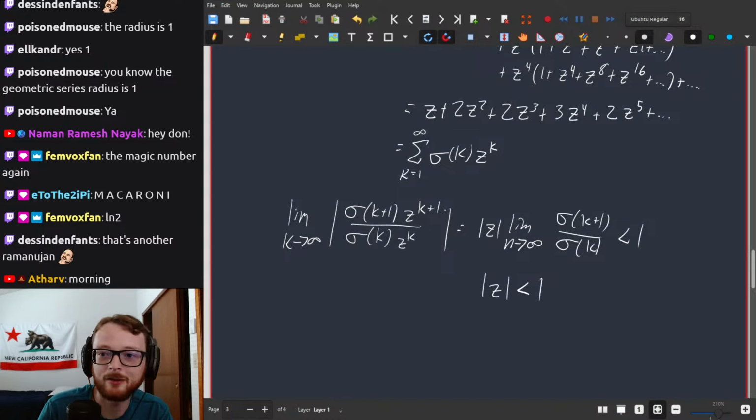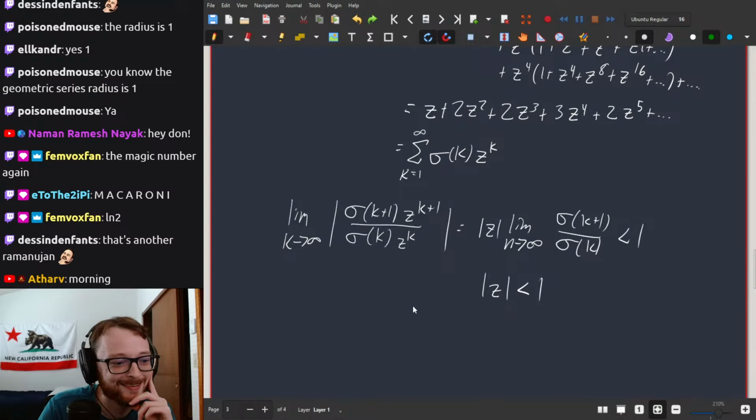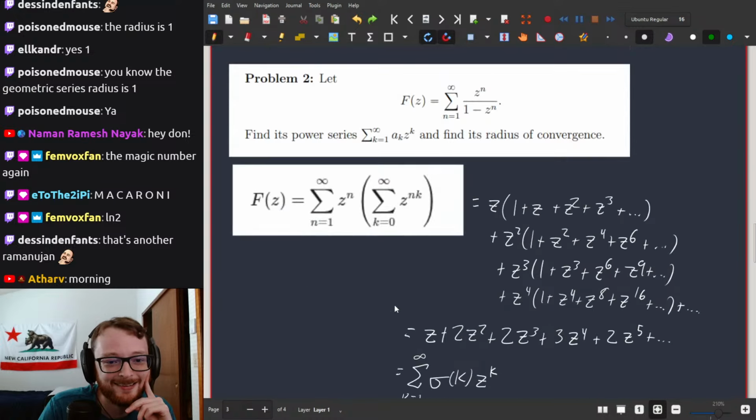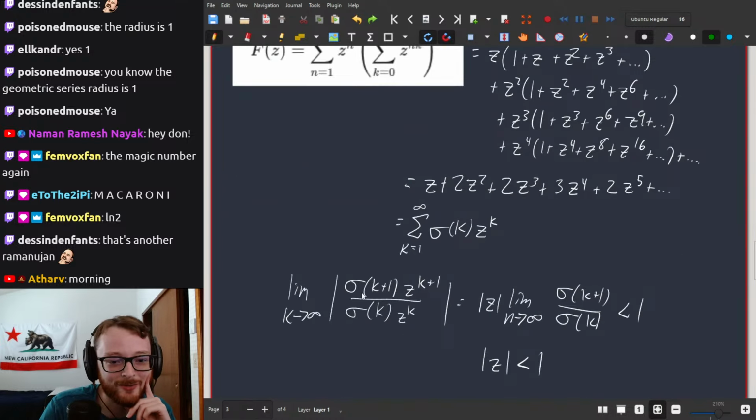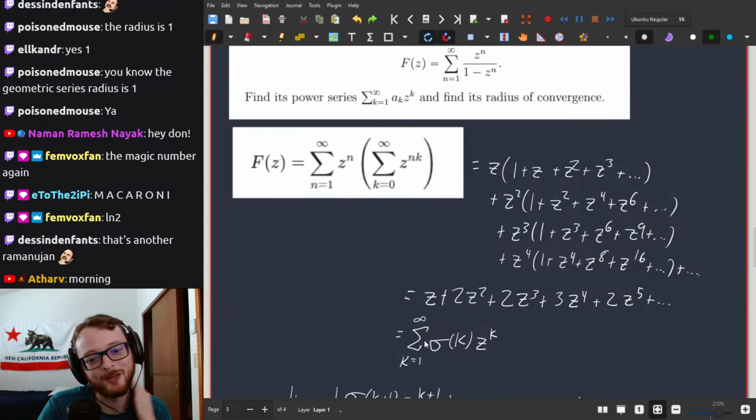I'm saying that this limit is an exercise for the viewer. It's an exercise for the Twitch chatter. That's kind of interesting that you can construct a series that has the divisor function as its coefficient.